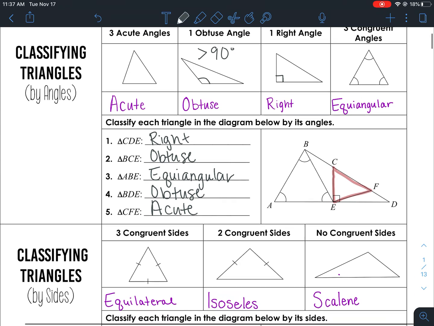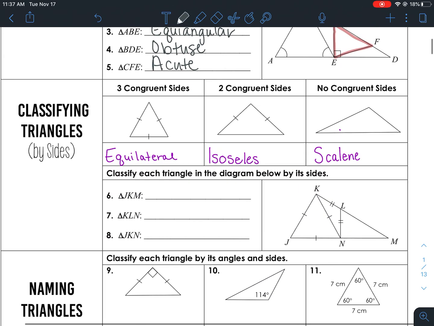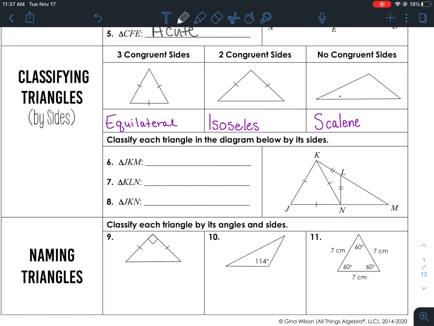Now, we can also classify triangles by our sides. So if we have three congruent sides, that right there is an equilateral triangle. We can have two congruent sides. We call that an isosceles. Or no congruent sides, we call a scalene triangle. All right, so let's check these out.